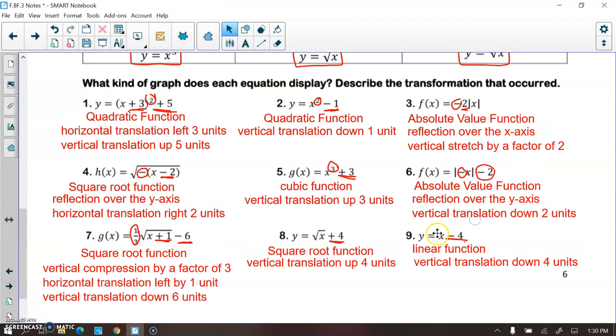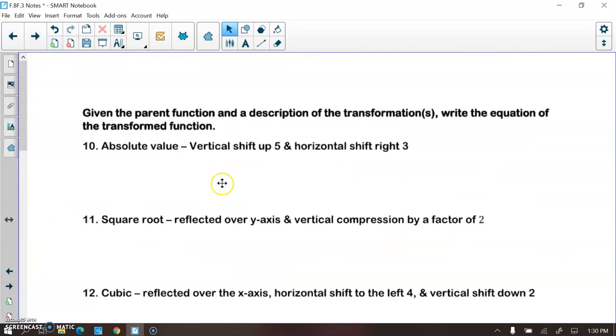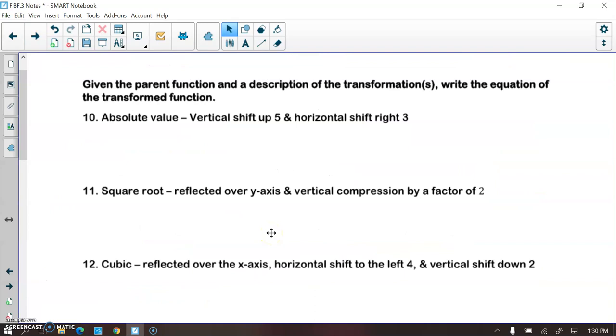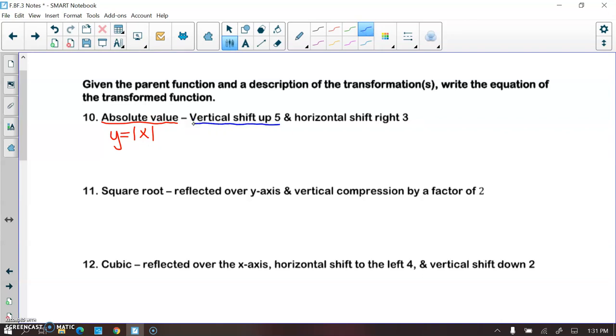Okay. So there's all of our descriptions, and now we are going to practice how to go from a description to an equation. So first, we are given what type of function we are dealing with. We are dealing with an absolute value, so that is the parent function y is equal to the absolute value of x. Now a vertical shift up 5 units would mean that 5 is on the outside, whereas the horizontal shift right 3 units means that the 3 is on the inside of your absolute values.